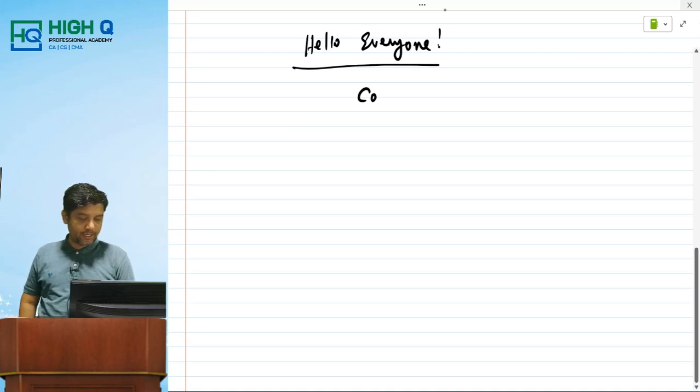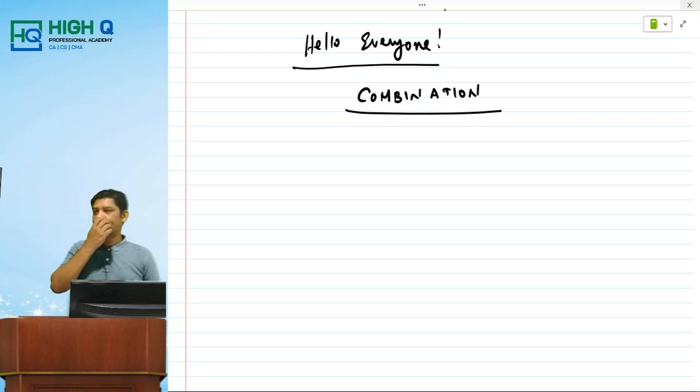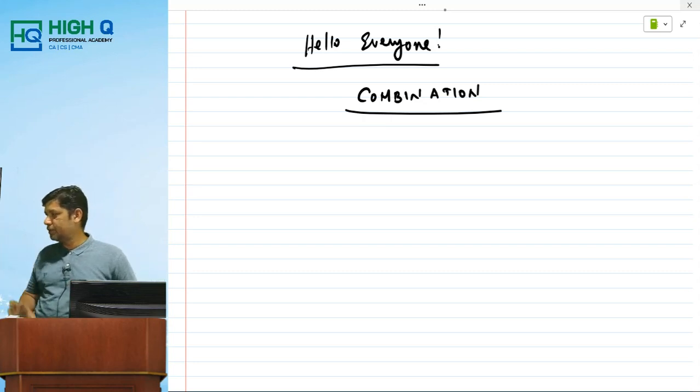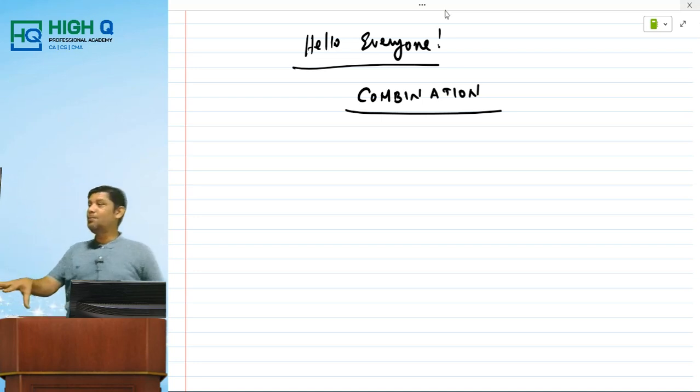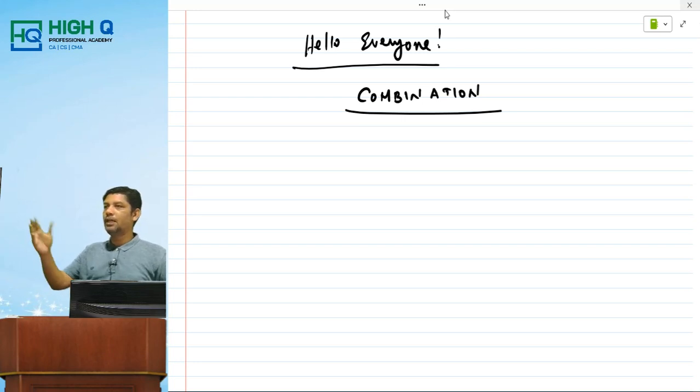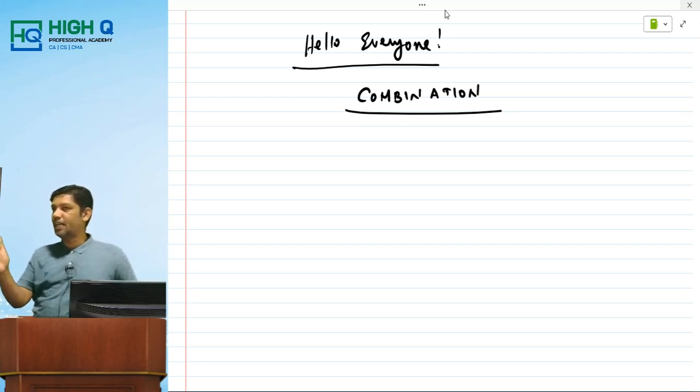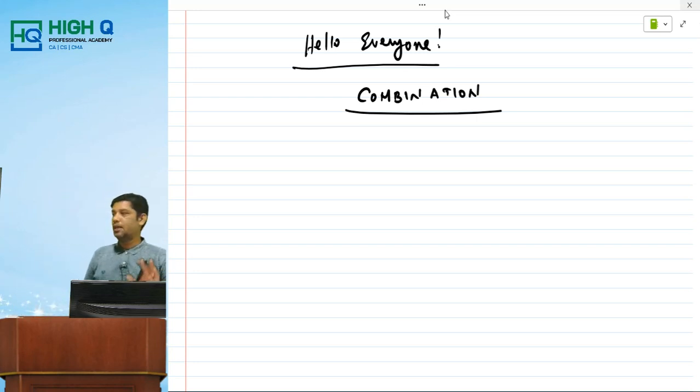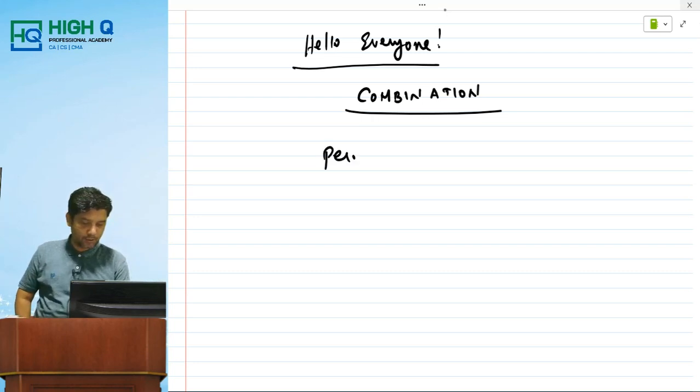So as we discussed, we are going to start from combination. Before combination, we did permutation. Permutation is a mathematical tool which helps us with arrangement. Arrangement is possible only after the selection. Selection come arrangement is called permutation.